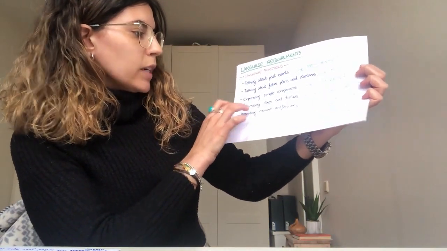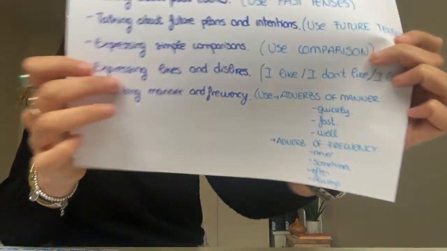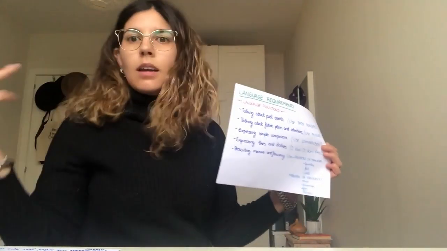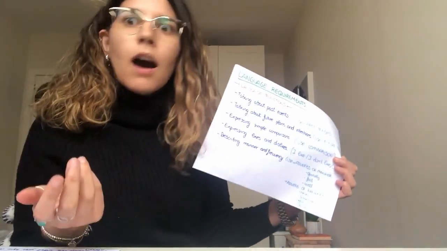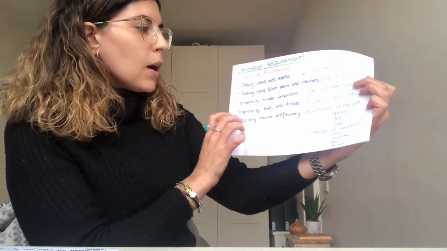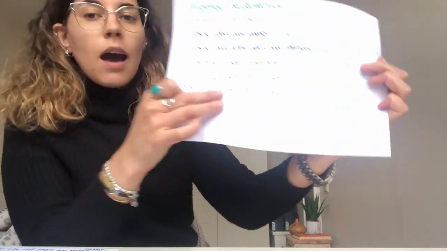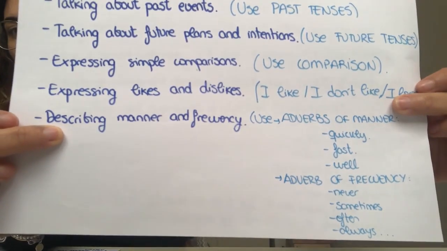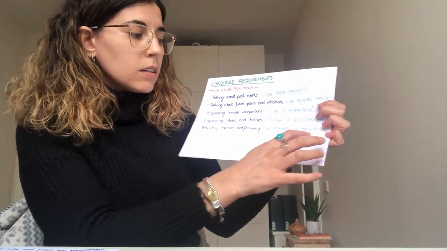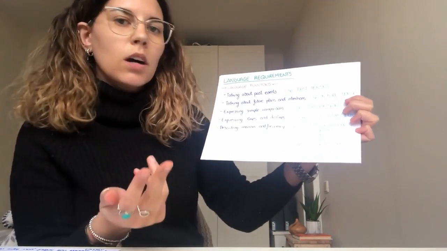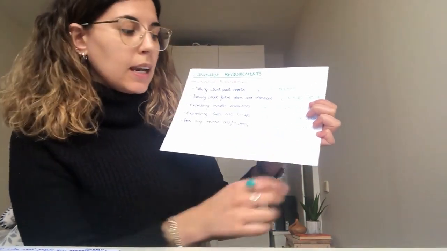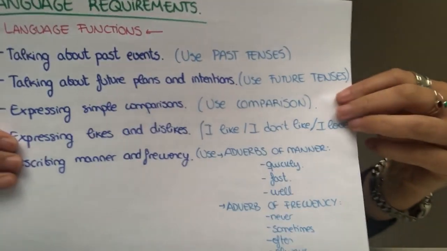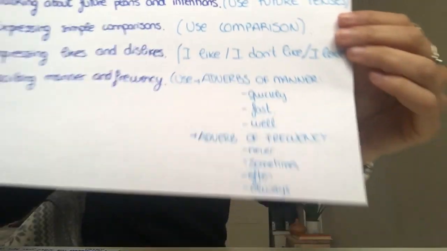What else? Expressing likes and dislikes. That means I like, I don't like, she likes, she doesn't like, or I really love, okay? And describing manners and frequency. So this means how to use adverbs of manner like quickly, fast, well, or adverbs of frequency like never, sometimes, always, usually, okay? Great.